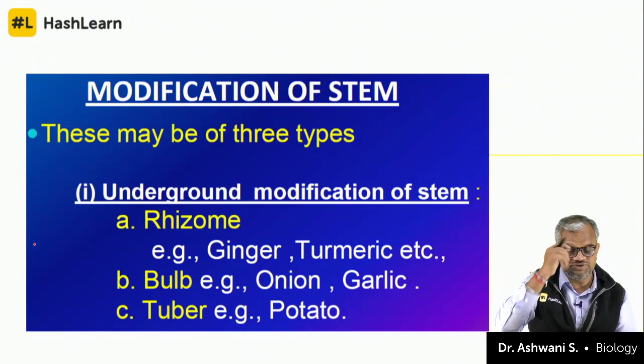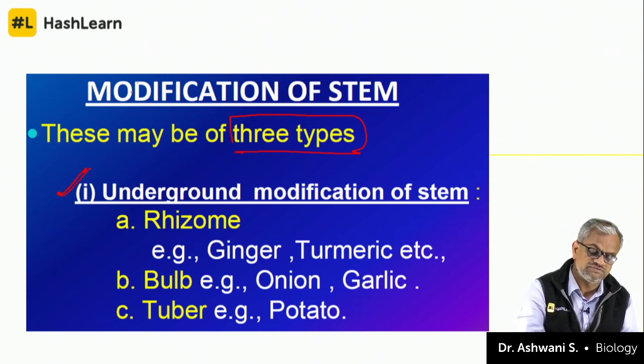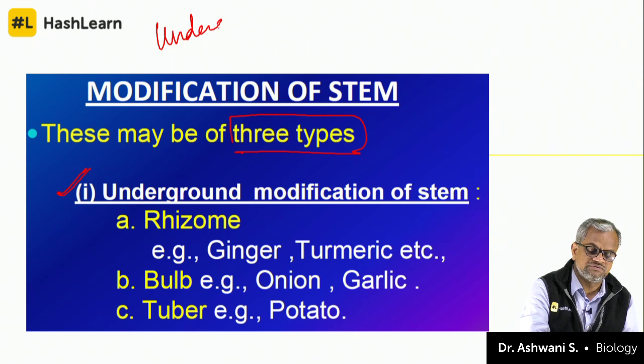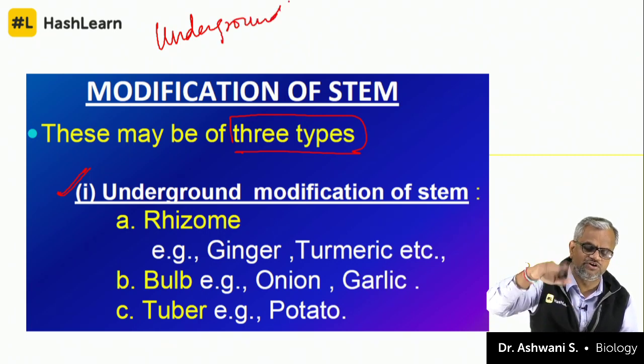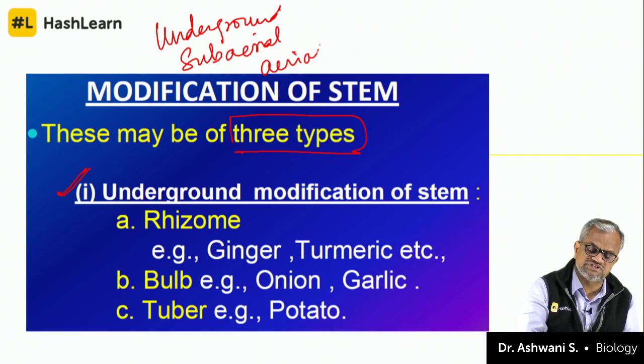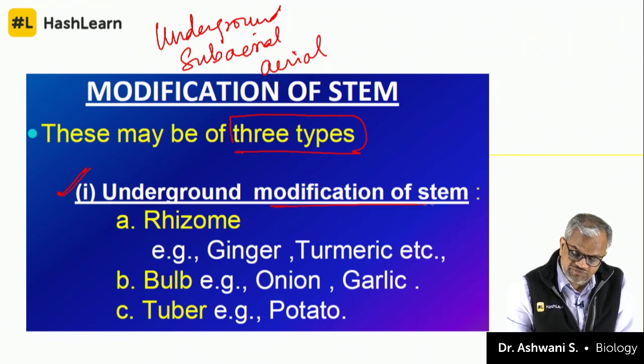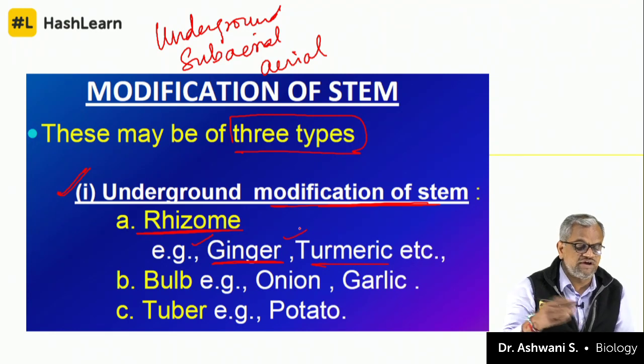So these stems are modified into three types. One which is below the soil, that is underground. One which is half, neither completely inside nor completely outside, that is subaerial. And last but not the least, which is completely in the air, that is aerial. Underground modification of the stem is rhizome. Examples are ginger and turmeric. Most people ask this question in match the following.